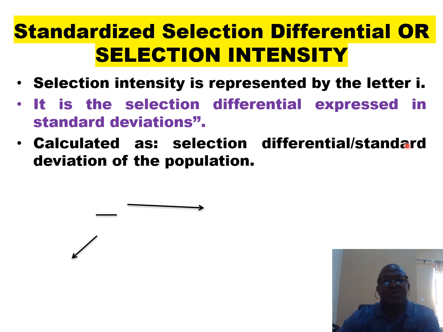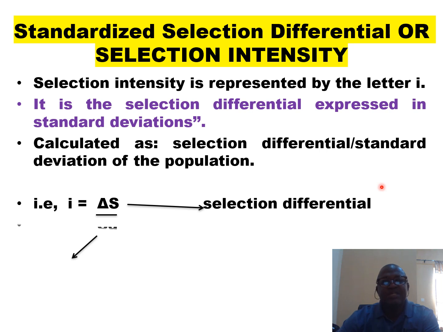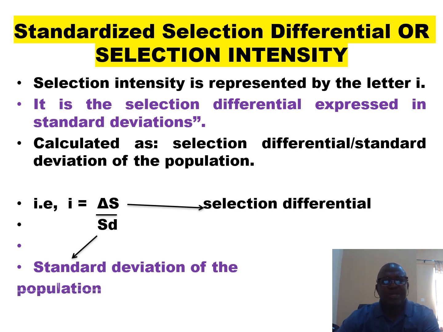So let us also calculate the selection intensity. It's calculated as the selection differential divided by the standard deviation of the entire population from which the parents of the next generation are selected. In formula form, i equals delta S, which is the selection differential, divided by the standard deviation of the population from which they are selected. That will give us the selection intensity.